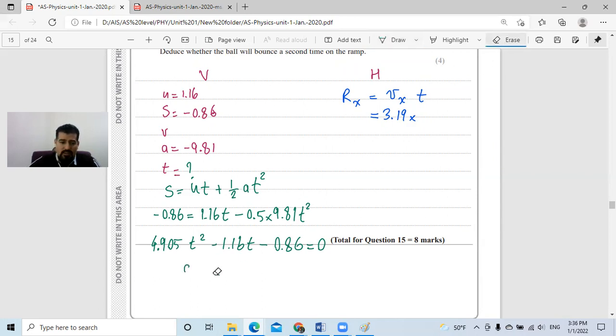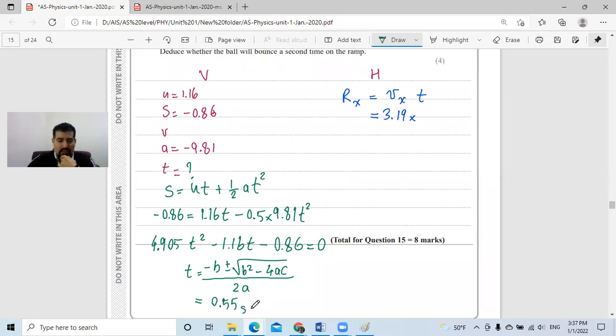In this quadratic equation, I will use t equals negative b plus or minus the square root of b squared minus 4ac, divided by 2a. In this situation, I have two different answers. What are these two different answers? If you have a calculator, you can give me the answer. Are you sure? Okay, 0.55 seconds.